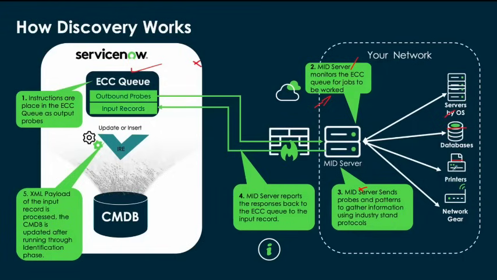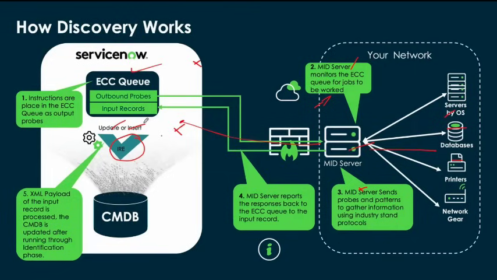Once data is collected, the MID Server goes back to the ServiceNow instance. The MID Server reports back to the ECC queue as input records. Then ServiceNow processes these records through the Identification and Reconciliation Engine, or IRE, to either update or create a CI record in the CMDB.